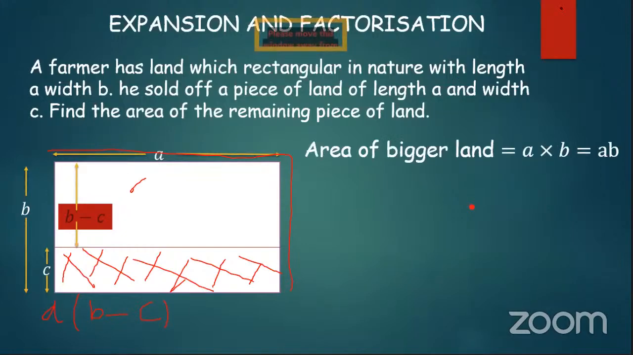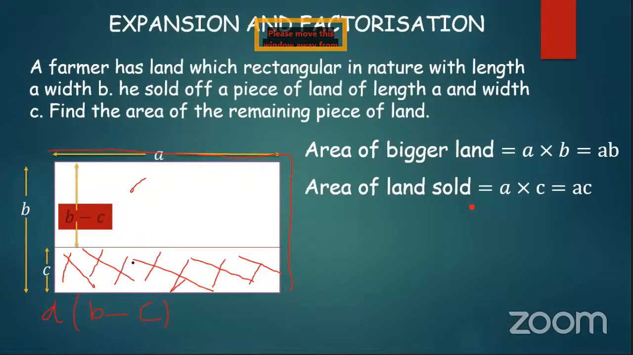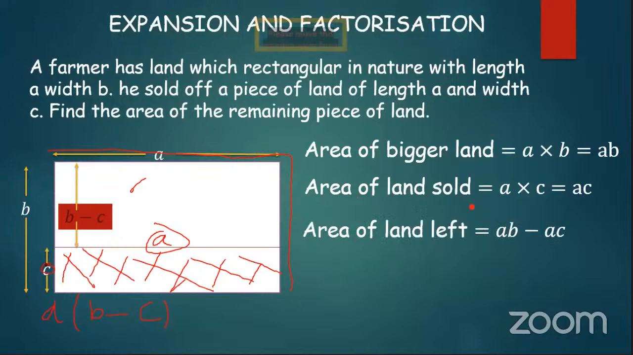So we are saying the area of the bigger land is A times B. So when we get the area of the whole land before the selling, then we also get the area of the land sold, which is A times C. Because the length here is A, we multiply A by C. Then we find the area of the land that is left, and that will be equal to the bigger area minus the area that was sold, and that would give us AB minus AC.